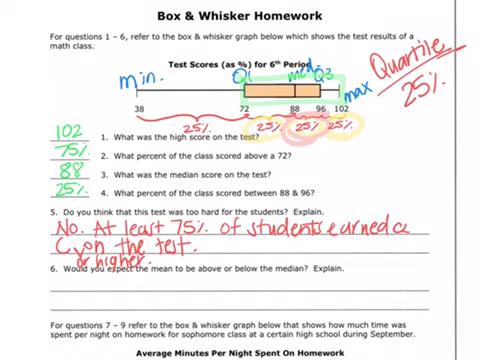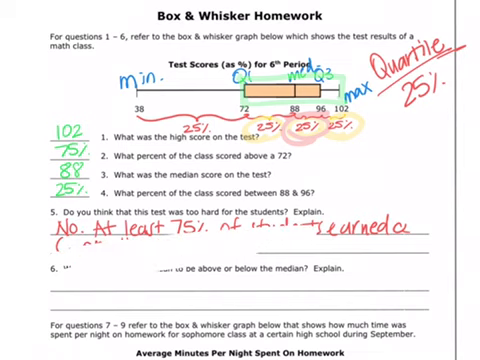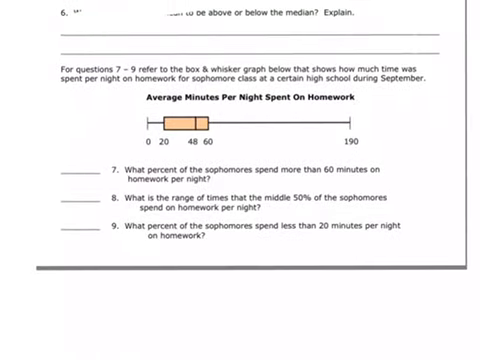All right, let's look at one more thing here. Let's see if I can move down. There we go. So if we move to here, we have questions 7 through 9 where we're looking at a different box and whisker plot. Notice that it has a title that says average minutes per night spent on homework. So I'm not going to label this one up. Let's just talk through each of these questions.